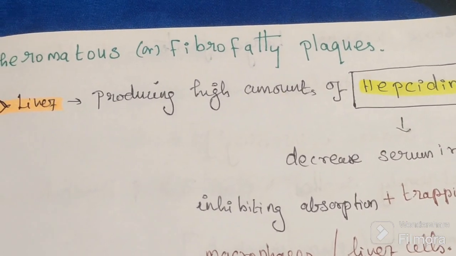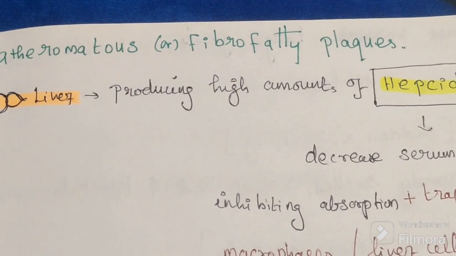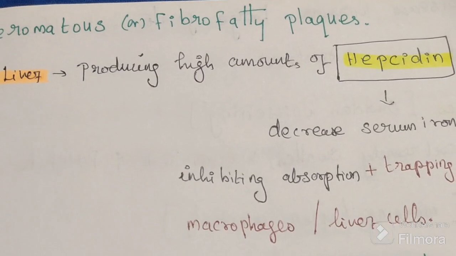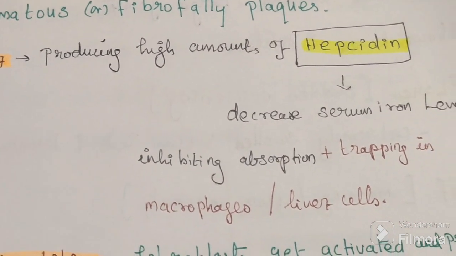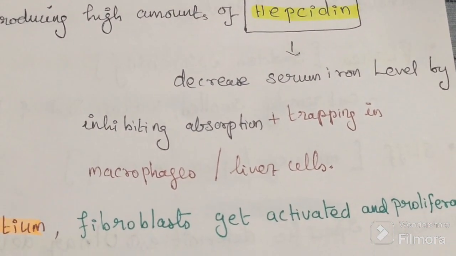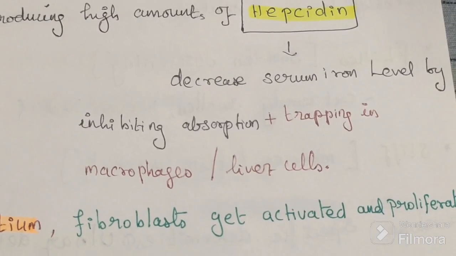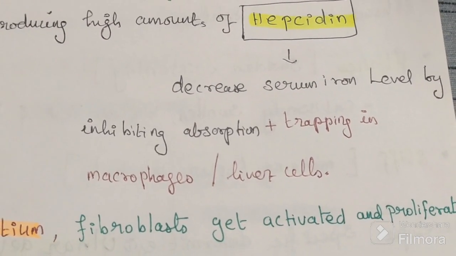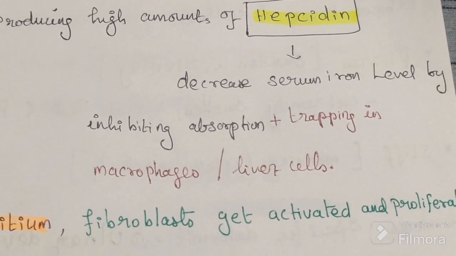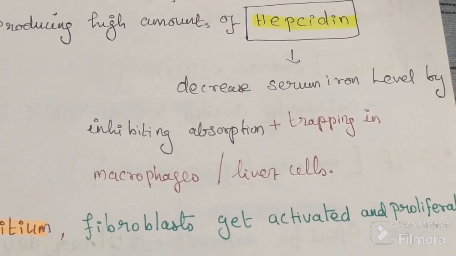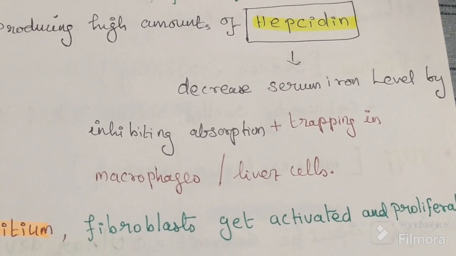Hepcidin is a protein that decreases serum iron level by inhibiting its absorption by the gut and trapping it in macrophages or liver cells.